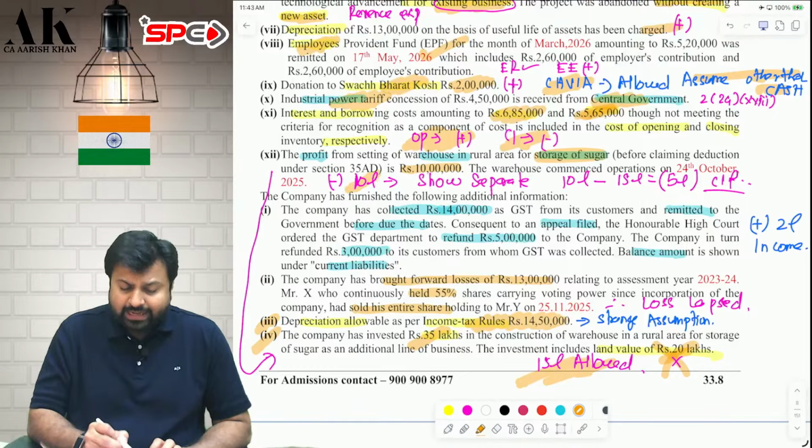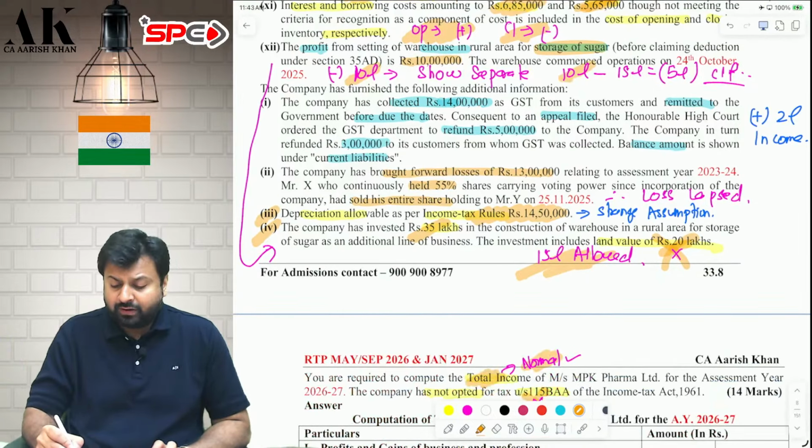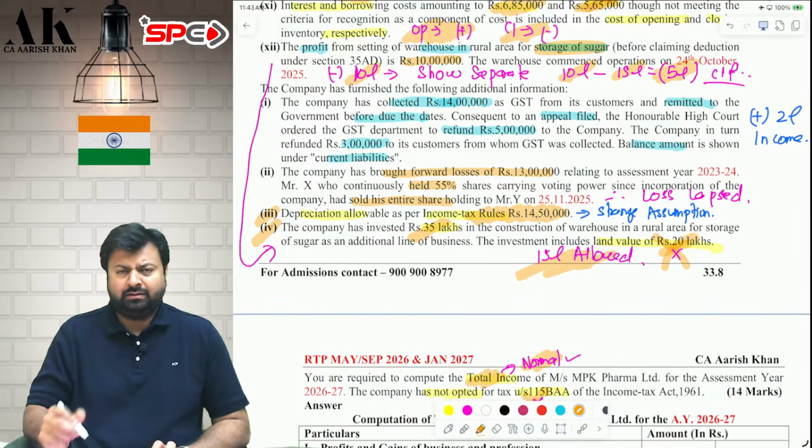So reduce this 10 lakh from here. Show separately as a 3580 business. So 10 lakh will be the profit. From that, 15 lakh will be the expense. 5 lakh will be the loss of 3580 that you have to carry forward.